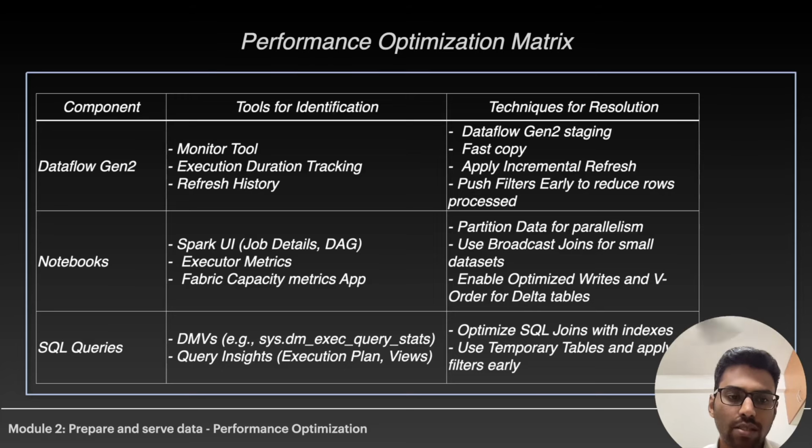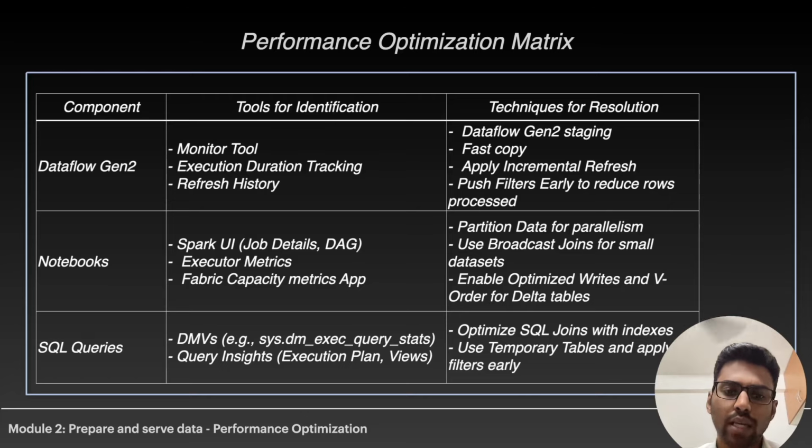And for SQL queries, we have the dynamic management views. So one example of what we're having here is DM execution query stats. Probably I will take you through some of the DMVs that you need to know to be able to identify the long running queries, or frequently running queries. So you just need to know, and then Fabric is already providing the abstraction for you to look at the query insights. So we will go through that as well.